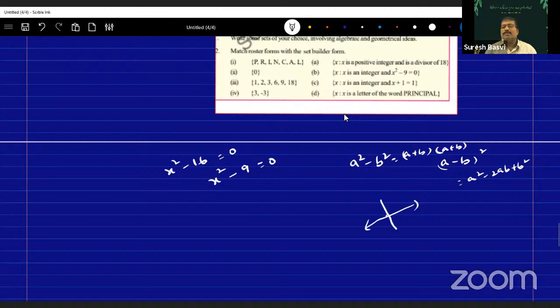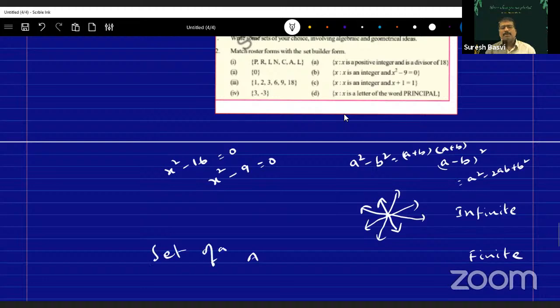How many lines are passing through this given point, Nana? Can anybody tell? They are infinite. That means this is an infinite set. And the set of all quadrilaterals, that is a finite set.